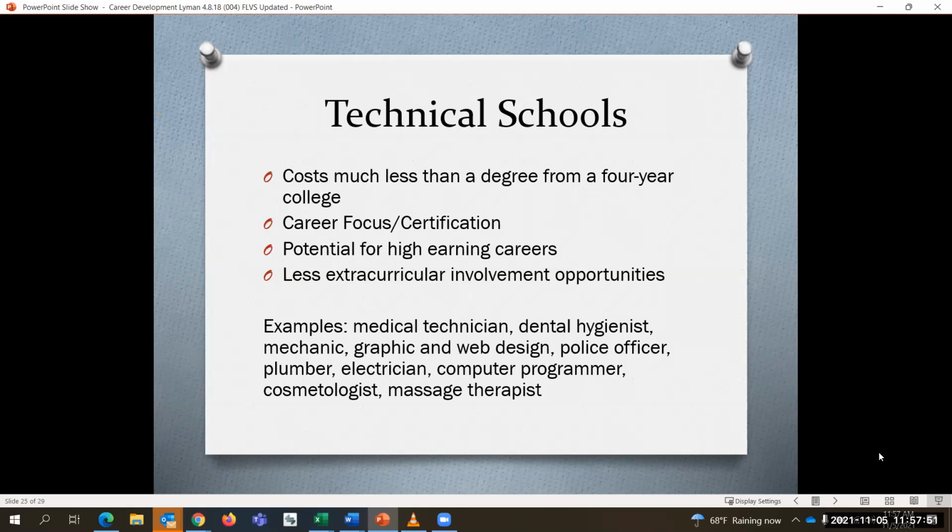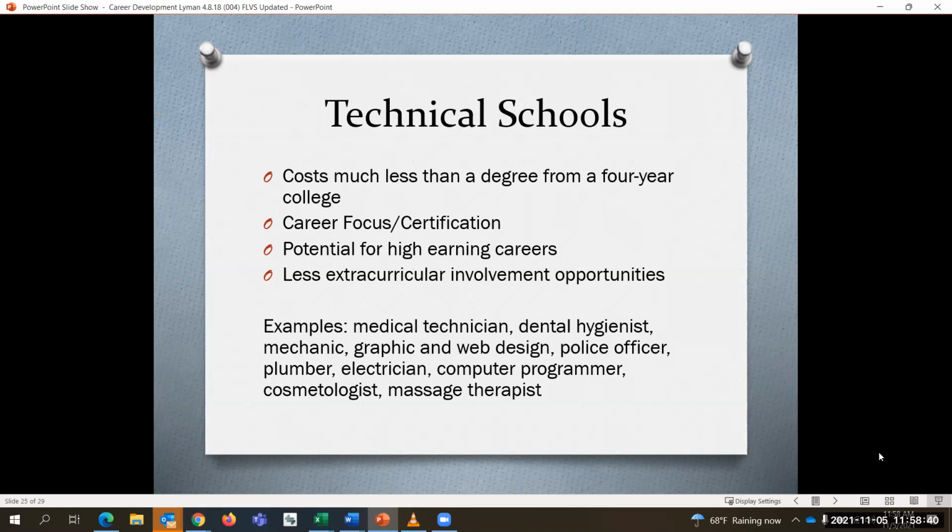I also wanted to touch on technical schools. Technical schools cost much less than your typical four-year college, and you can specifically focus on a career or a type of certification. For example, if you want to study automotive, electrical, plumbing, things like that. You have the potential for high earning careers. There might be less extracurricular involvement opportunities. It sort of depends on the program, but very often that is the case. Some great examples that you can see there are medical technician, dental hygienist, police officer, electrician, computer programmer. There's so many. So if that interests you, that's a great way to specifically study what it is you want to do and not have to do all of the other coursework.